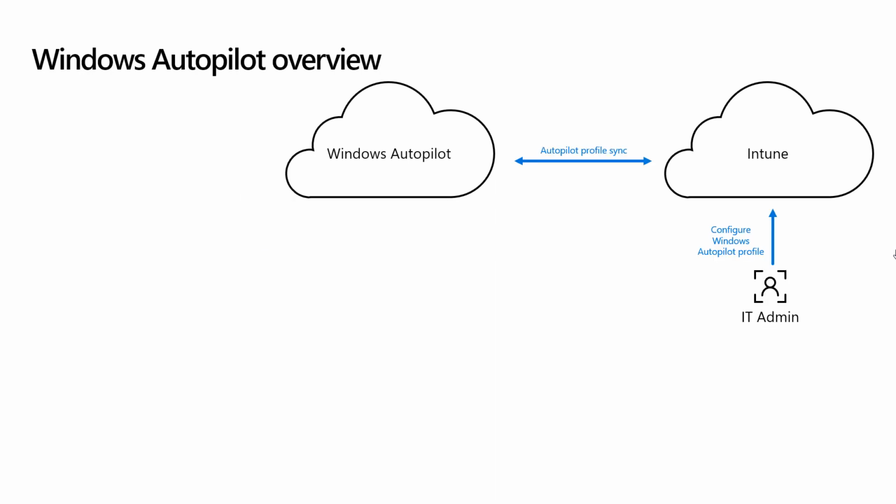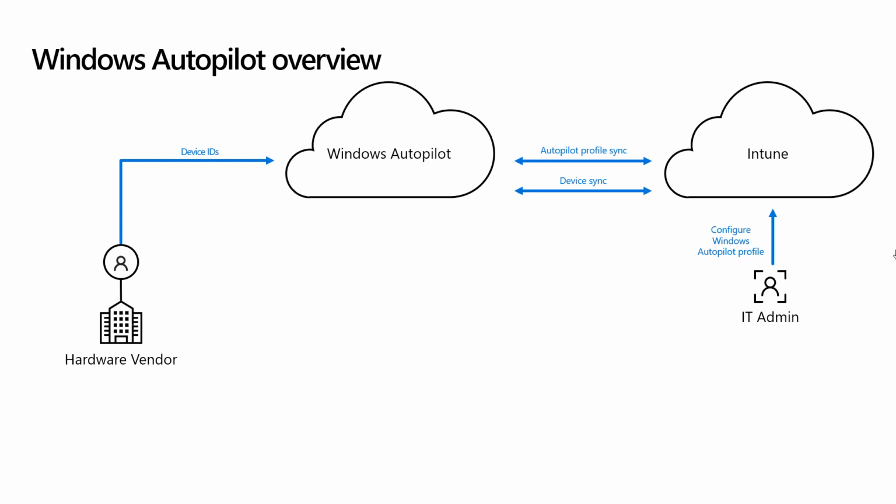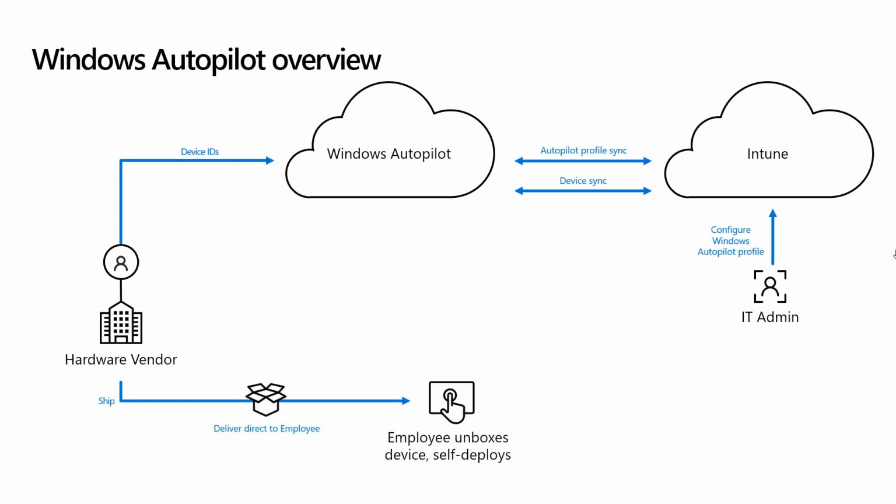All right, what's next? Autopilot overview, how it works. You are an IT admin, you create a Windows Autopilot profile. The Autopilot profile is synced between Intune and Autopilot. Your hardware vendor uploads information about devices, what you want to buy or what you bought already. This information is synced between Autopilot and Intune, and your vendor ships this device or devices to your end users.